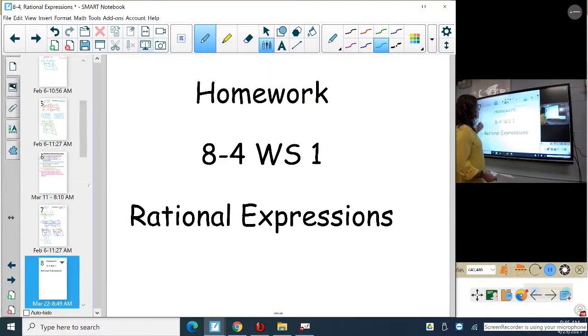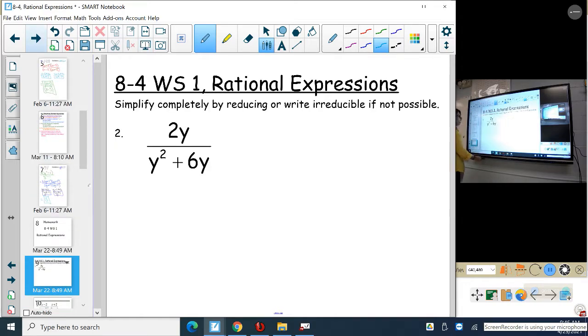Start tonight's homework. Tonight's homework is 8-4 worksheet 1. So let's go ahead and go with that. So problems 1 through 4. The directions say simplify completely by reducing or write irreducible if not possible.